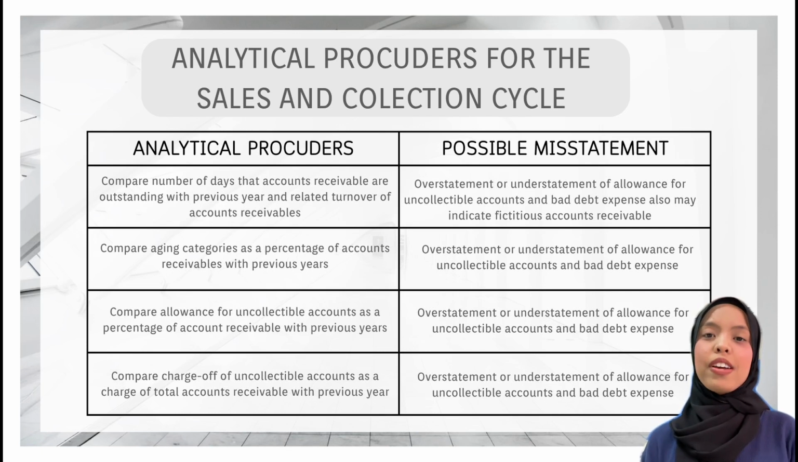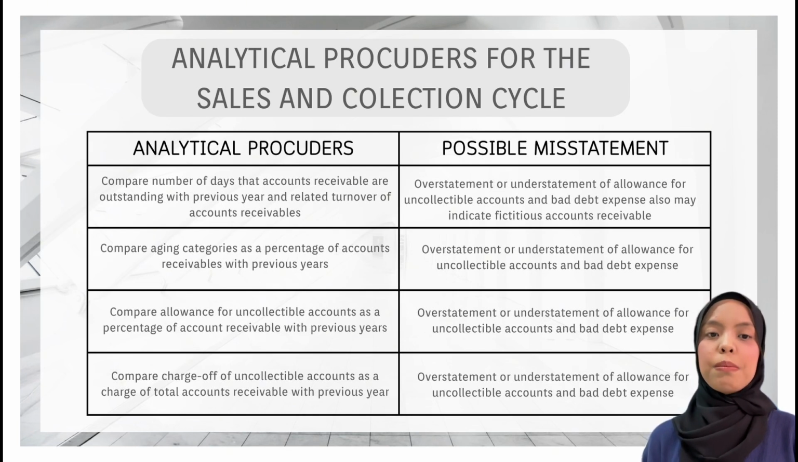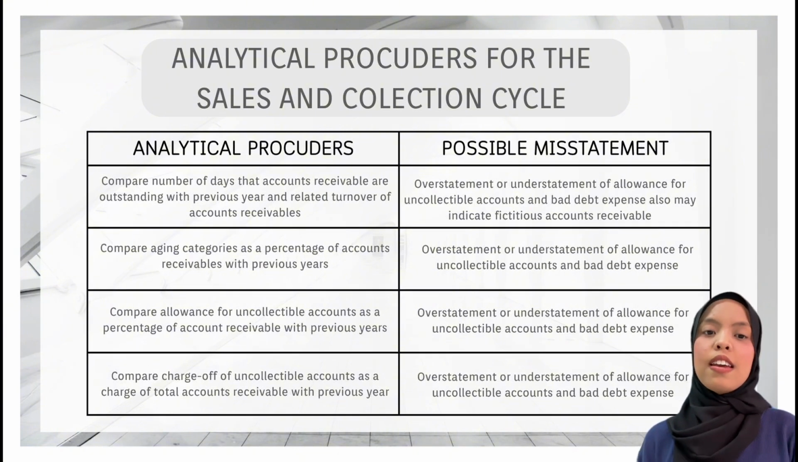Next is comparing the allowance for uncollectible accounts as a percentage of accounts receivable with the previous year. This shows whether the allowance for uncollectible accounts is in line with historical trends. Deviations from the norm signal overstatement or understatement, impacting the accuracy of the financial statements. It is essential to validate that the allowance reflects current economic conditions and credit risk.